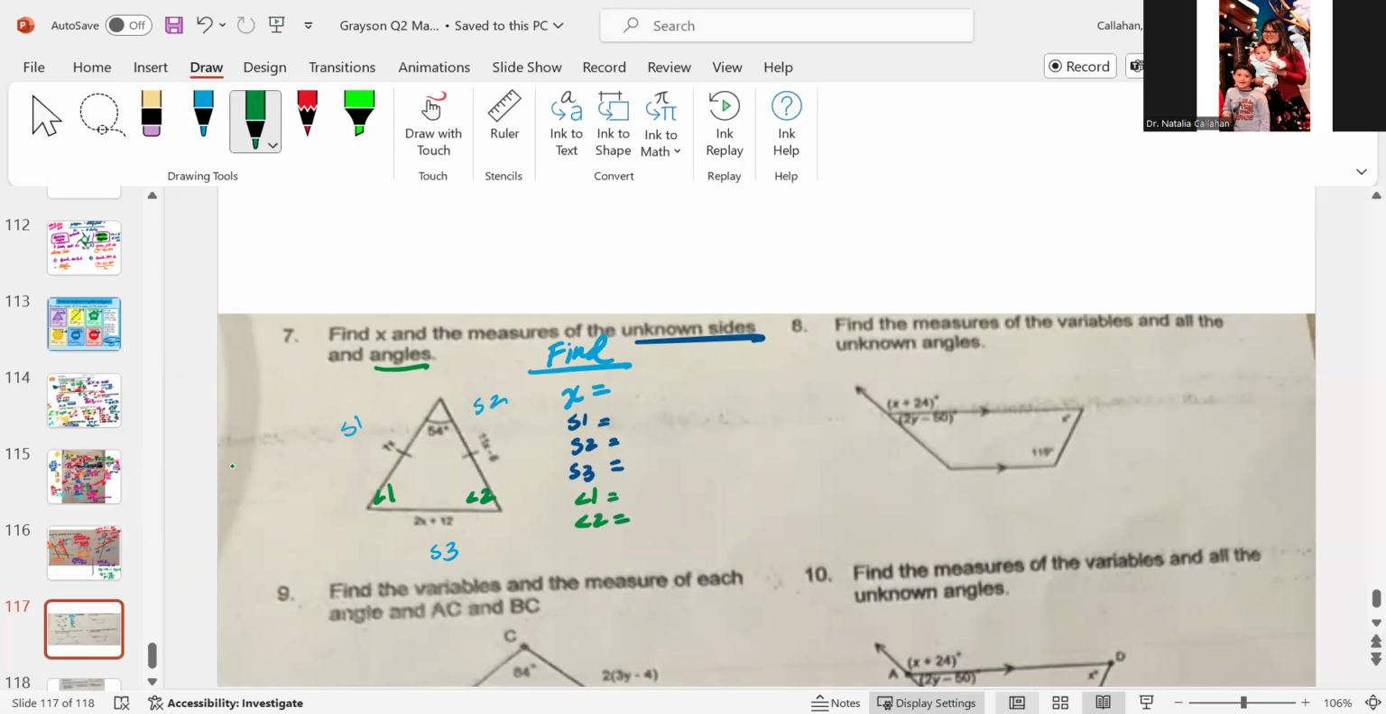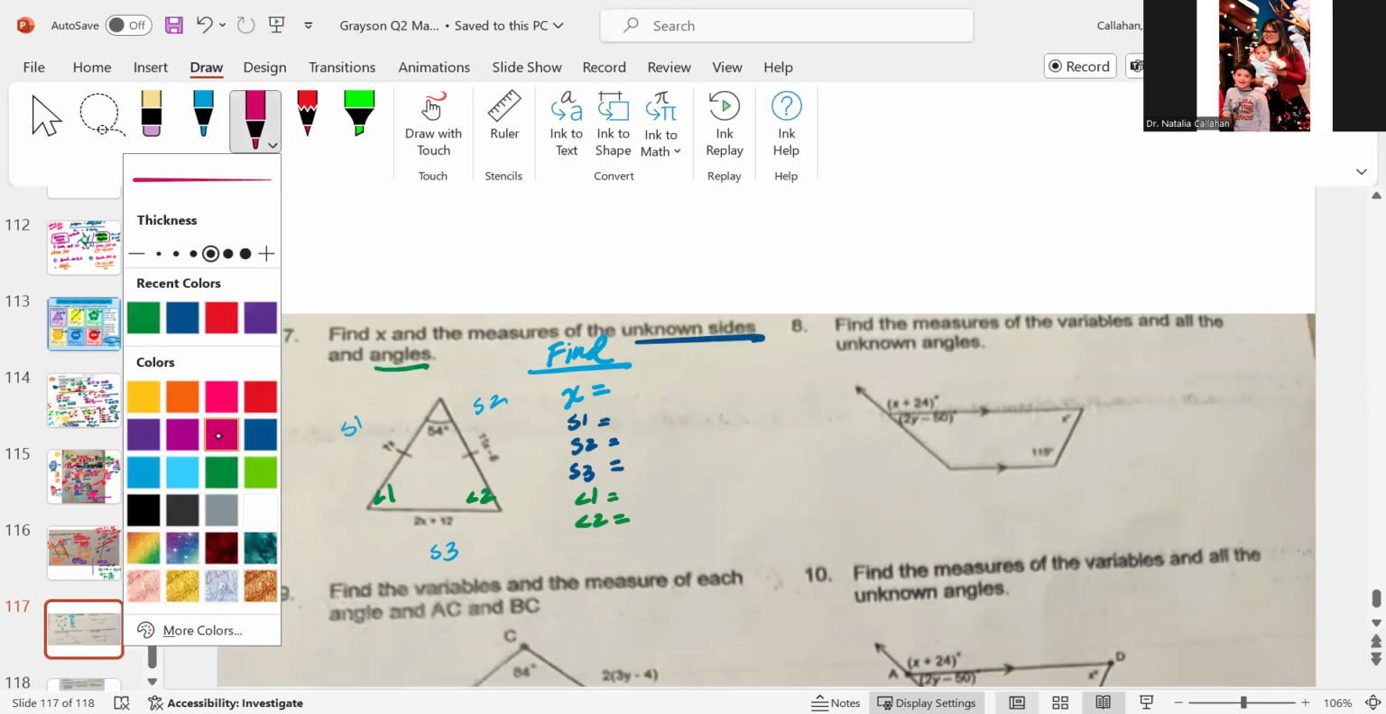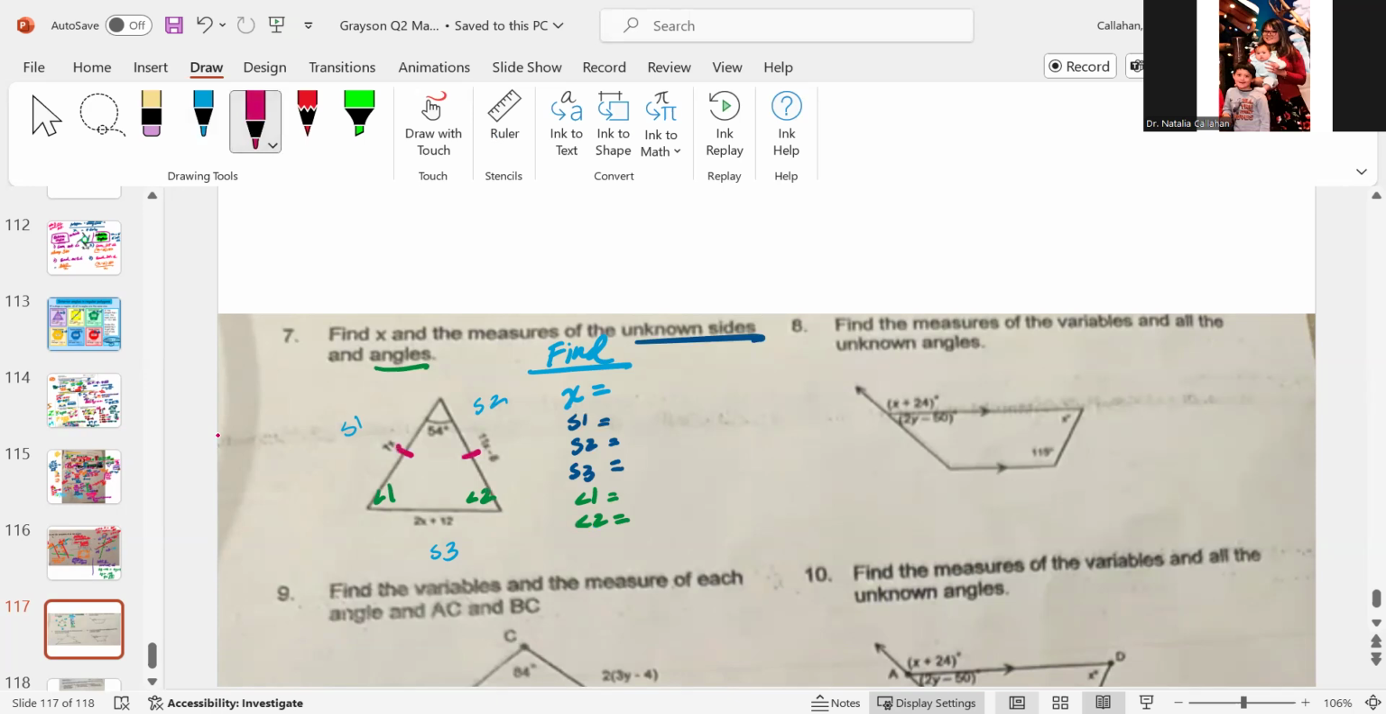What do you know about side 1 and side 2? They're equal. So if side 1 is equal to side 2, that's what we know. Okay? What do you know about the angles then? If side 1 equals side 2, then what about angle 1 and angle 2? They're equal.